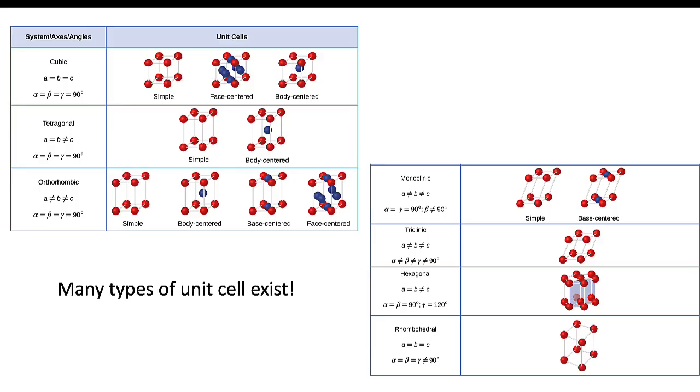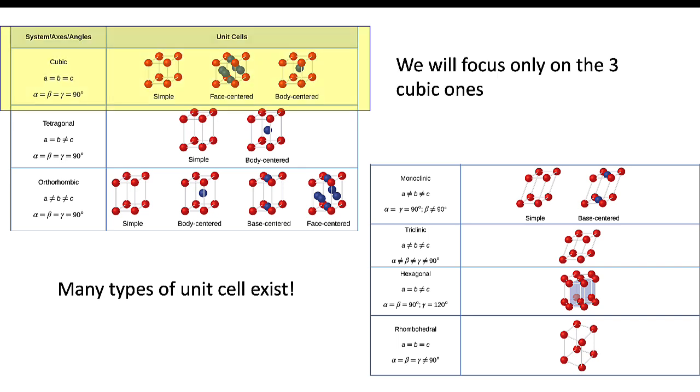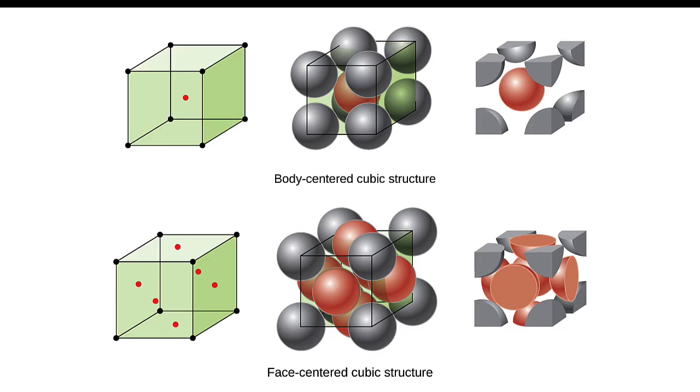Many different types of unit cells exist, and we're really only going to focus on the cubic ones here. But note that there is a huge variety of ways that we can define solid state structure. For here, we're going to look at 3 different cases. Simple cubic, which we already discussed, has atoms only on the corners of this cube. Face-centered cubic has an additional atom on the face of the cube on every side, all 6 faces. And body-centered has an additional atom in the center of this cubic unit cell.